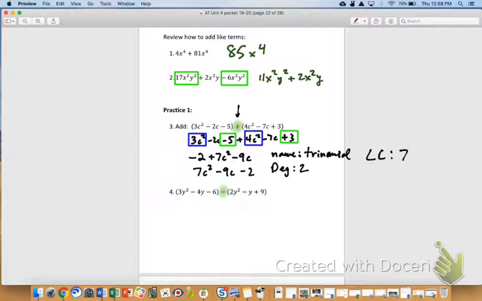So I wanted to give you the process here. Here's how you subtract polynomials. On the first polynomial, you drop the parentheses. So it would just be 3y squared minus 4y minus 6.